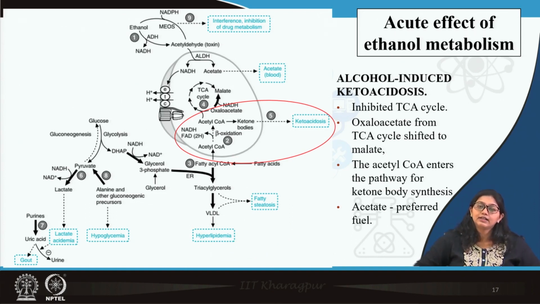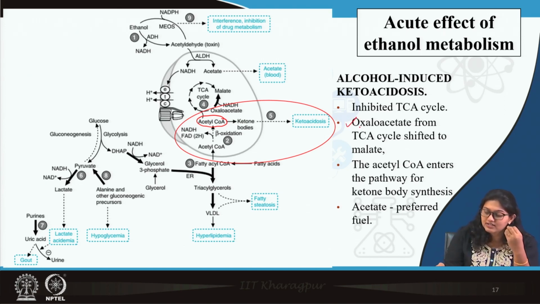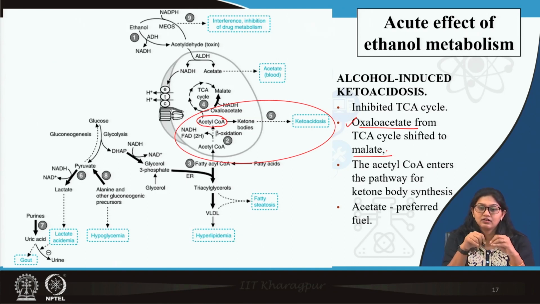Also, alcohol induces ketoacidosis. There is excess ketone body formation. Why? If you remember once again, acetyl coenzyme A is the precursor of ketone body formation. Now, there is accumulation of acetyl coenzyme A. Why? Number one, because there is adequate availability of NADH, which causes malate formation. Oxaloacetate is actually forming malate, so oxaloacetate is depleted. Because oxaloacetate is forming malate, acetyl coenzyme A is not able to react with oxaloacetate to form citrate.